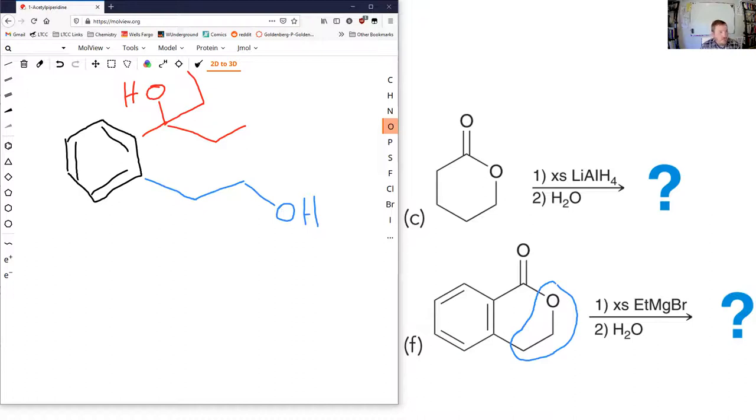Right? So it turns into a big complicated looking molecule. But part of the reason for that is we added two ethyl groups. That's going to make anything look a lot more complicated, right? Adding two ethyl groups to the same carbon is going to make that carbon look like it's a mess.